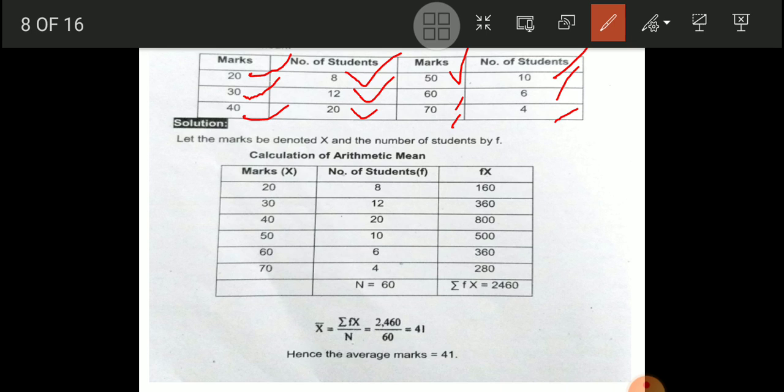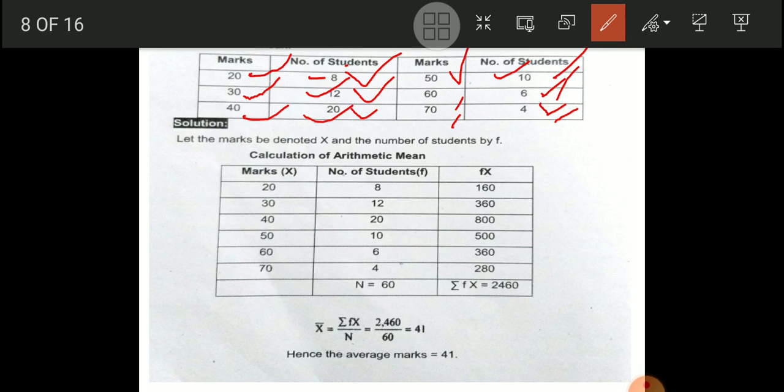So first of all, you have to understand exactly what the problem is. What is our problem? The problem is that in the class 60 students are there, isn't it? And the marks obtained by them are 20, 30, 40, 50, 60 and 70. But 70 marks are obtained by only 4 students, 60 marks by 6 students, 50 marks by 10 students, 40 marks by 20 students, 30 marks by 12 students and 20 marks by 8 students. Total students 60, isn't it?